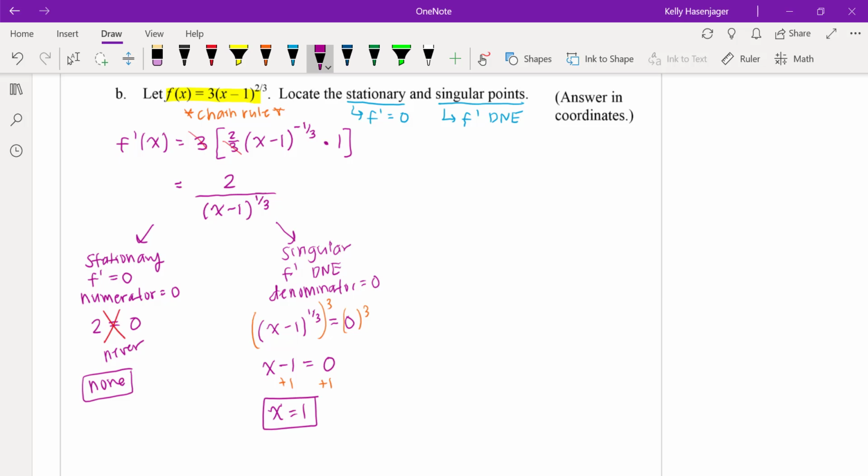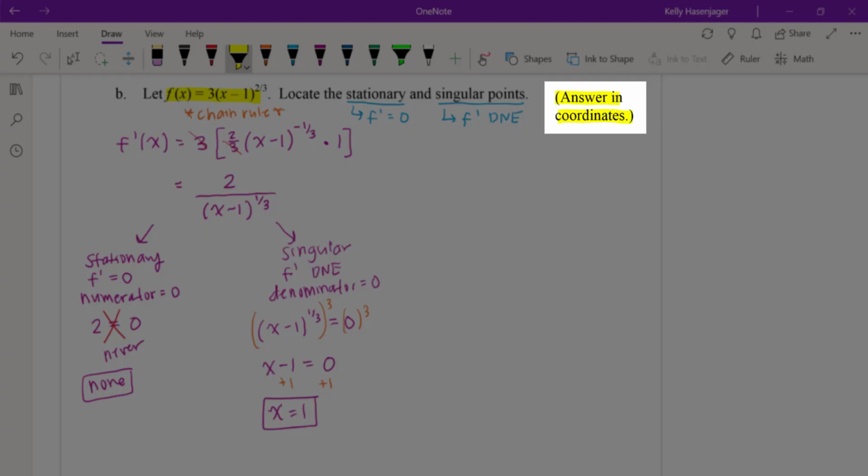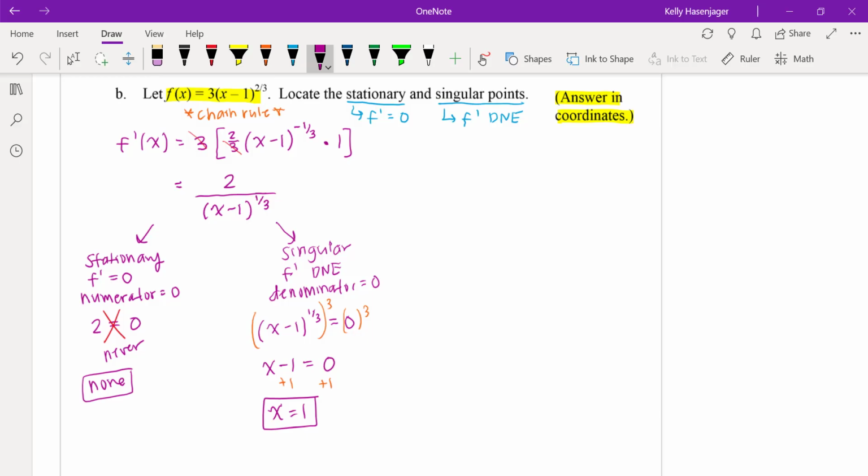That's the x value where we have a singular point, but our question asks us to answer in coordinates. So we need to find the y value of our x coordinate. To do that, we're going to use our original function. Use the original function here. I can't emphasize that enough. So we're going to plug in 1 into our original function, f of 1. So we'll get 3, and then instead of x, we'll write (1 minus 1) to the 2/3 power. 3 times 1 minus 1 is 0, is equal to 0. So we have our y value.